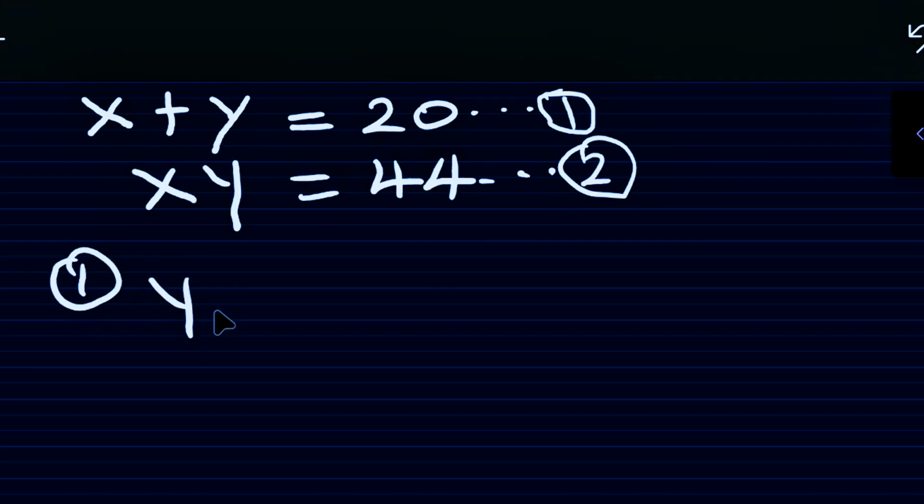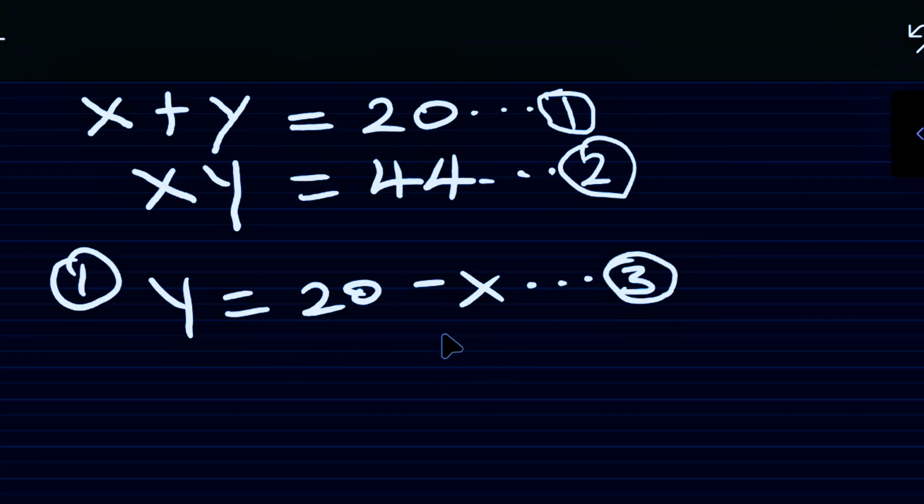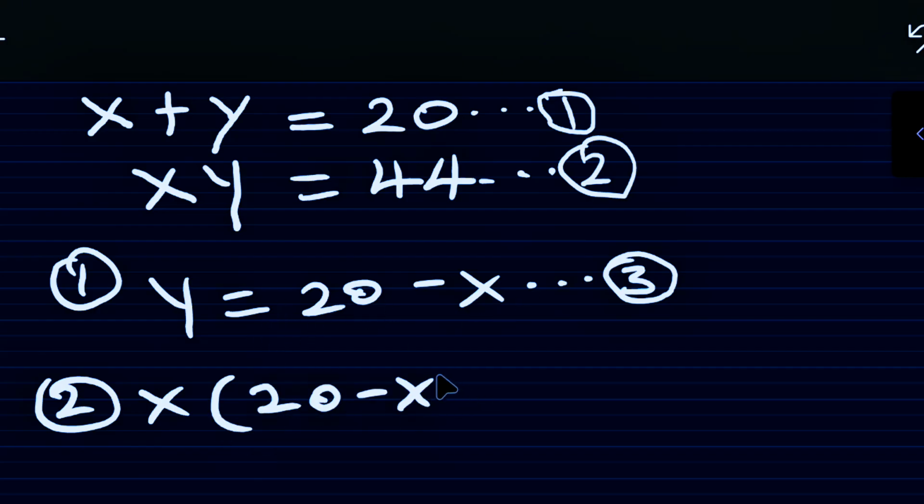Okay? So from equation 1, we are going to make y the subject of the formula. So we'll have y equal to 20 minus x. Now that we have y as 20 minus x, I want us to name this equation 3, because it will be very important as we go. So let's take note of equation 3 as 20 minus x. So we are going to substitute this 20 minus x for y in equation 2. So from equation 2, we are going to have x, open parenthesis, y is 20 minus x, so write 20 minus x, and this equals 44.